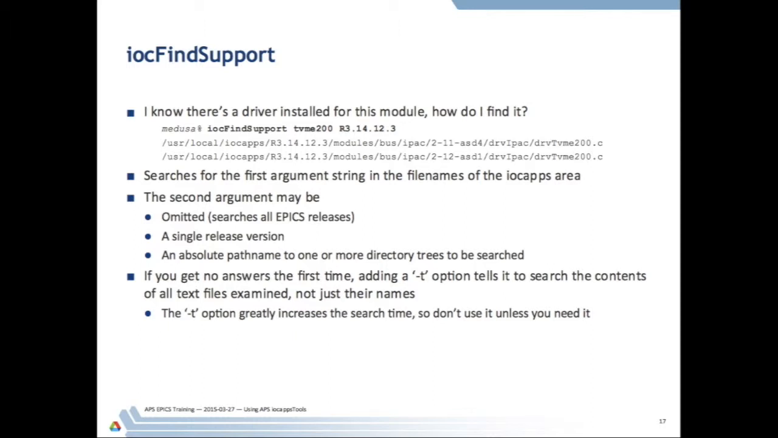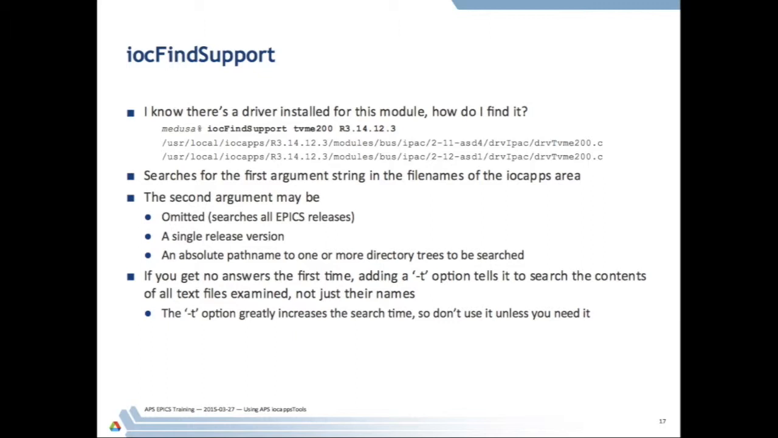It will go through the file system under 3.14.12.3 and search for that first argument I gave it, in all the file names and all the files under iocapps Tools 3.14.12.3, and print out the list of all those files. If you search for something common, you'll get a huge number of outputs. But in this case, I discovered there are only 2 files that have TVME200 in them. So that's how you find out that, oh yeah, I need to use the IPAC module, and there are a couple of different versions available.